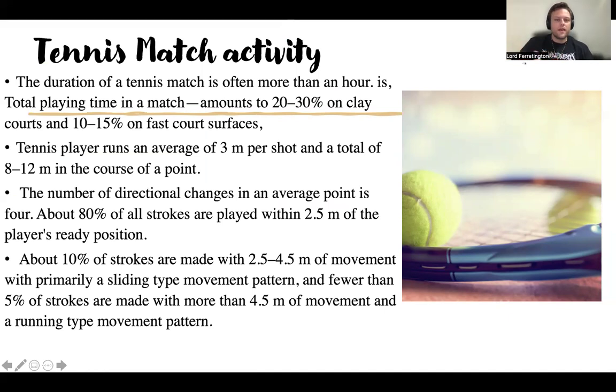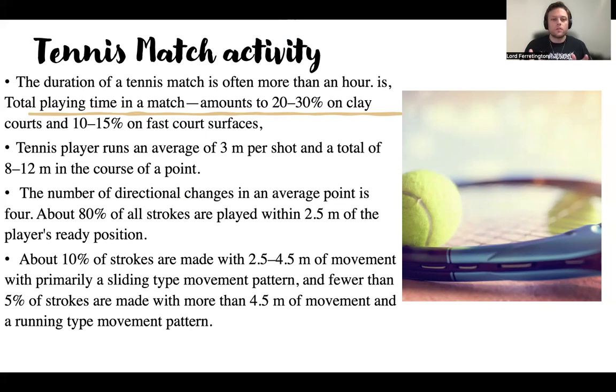Now we look at the average tennis match activity. The duration of a tennis match is roughly more than an hour, but your total playing time during the match is roughly 20 to 30% on clay courts and roughly 10 to 15% on other court surfaces. A tennis player is generally going to run at an average of 3 meters per shot and a total of 8 to 12 meters in the course of a given point.